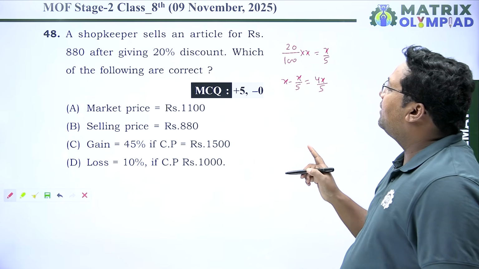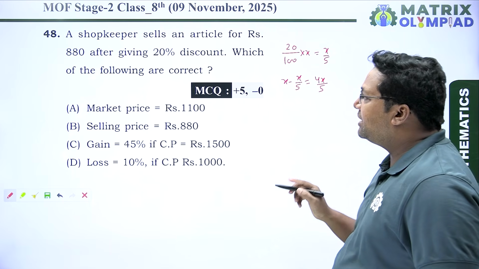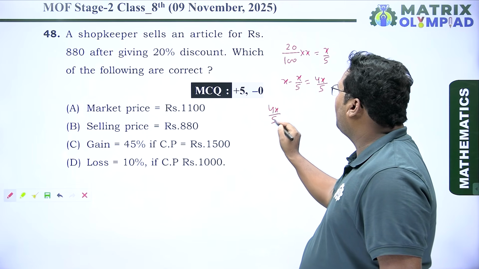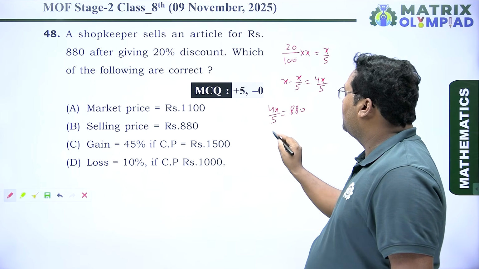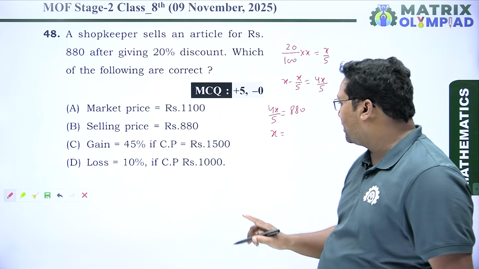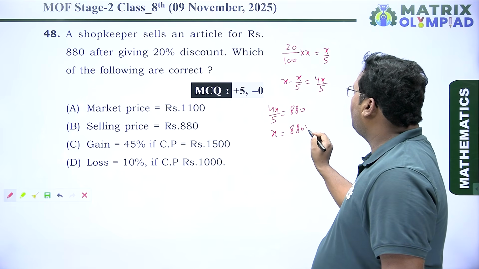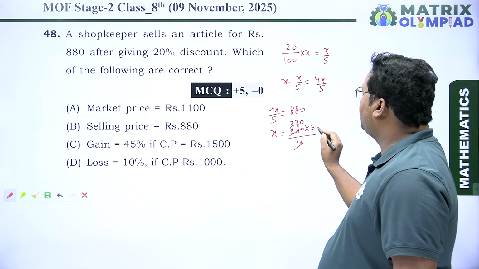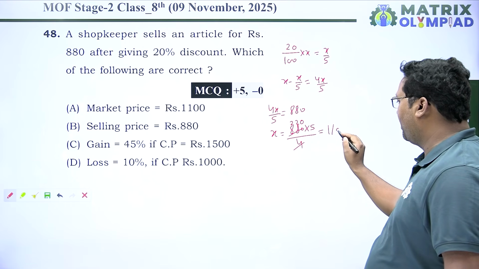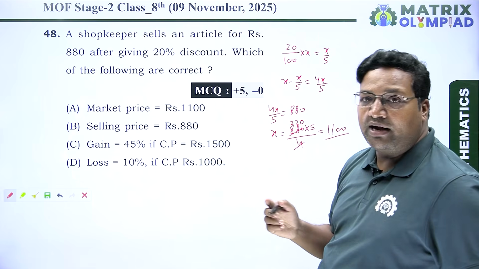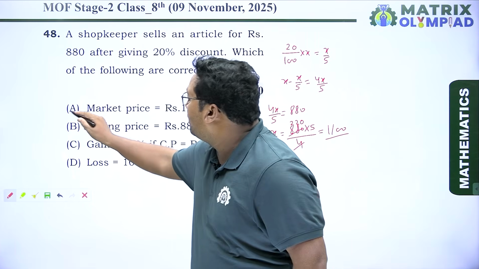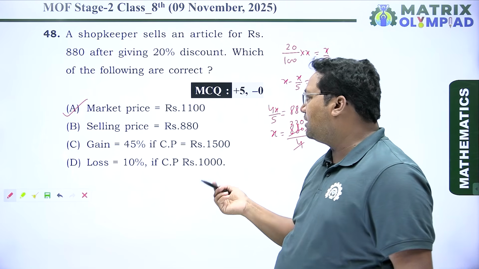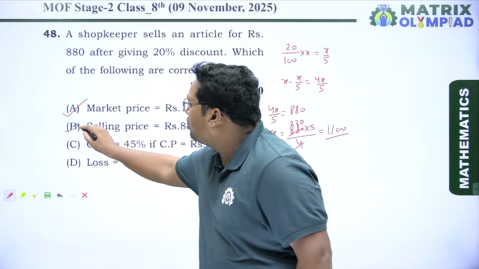And it is given that a shopkeeper sells an article for rupees 880 after giving 20% discount. So it means 4X upon 5 is equal to 880. When we solve this equation, we get X equal to 880 into 5 upon 4. It is 220 into 5, which is equal to 1100. So market price of that article is rupees 1100. So first one is true. Second is selling price is rupees 880. Yes, selling price is given 880. So B is also true.